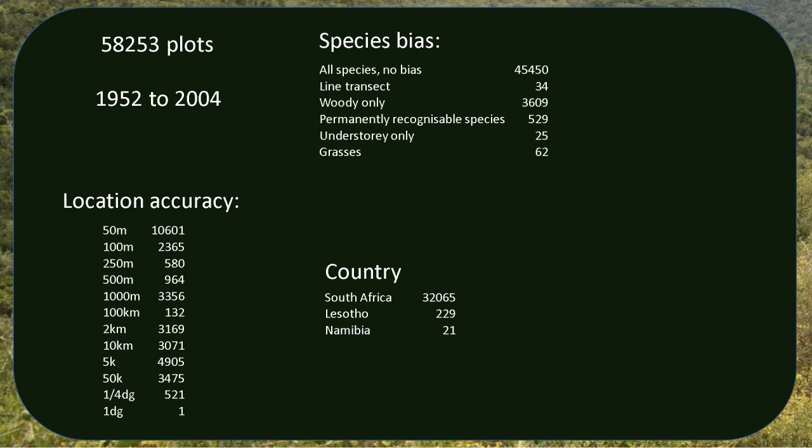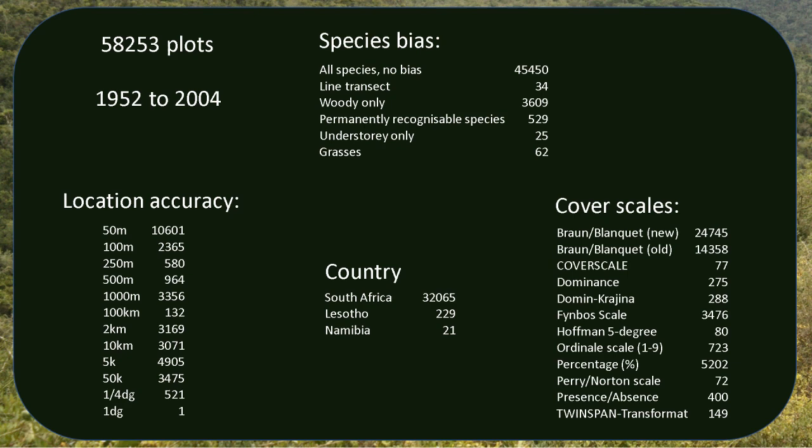And then in terms of the location accuracy, we have to remember that because some of these plots were collected at a different time when there either were no GPSs or GPSs were not that accurate, we have to then take into account that not all of the plots are as accurate as we collect data today. So the accuracy varies, and that can be filtered out through the database.